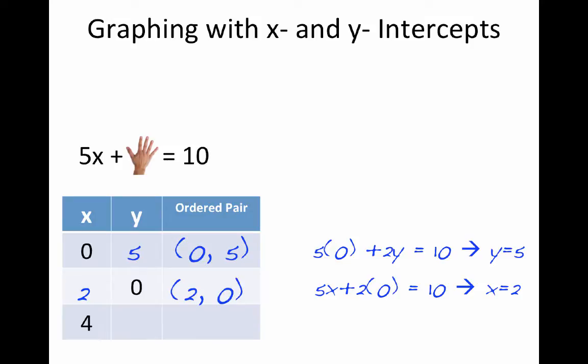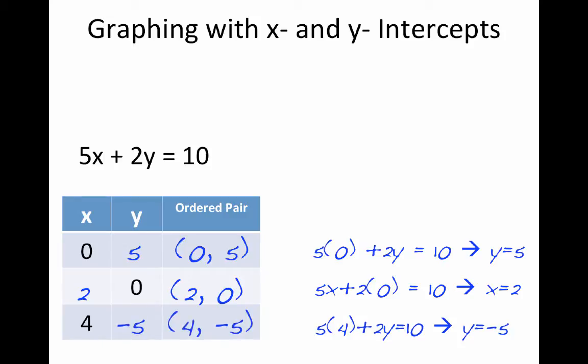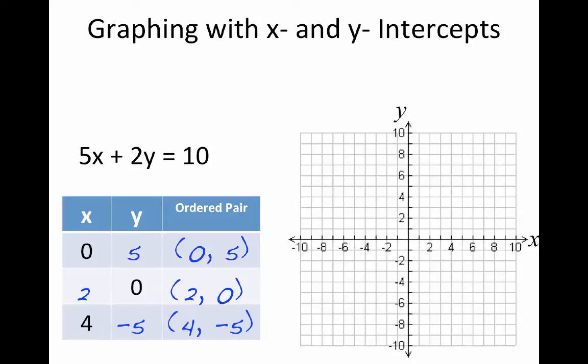And finally, to find a third point, when we let x equal 4, we'll have 5 times 4 plus 2y is equal to 10. 5 times 4 is 20. Subtract 20 from both sides. We have 2y is equal to negative 10. Divide both sides by 2. Y is equal to negative 5. So when x is 4, y is negative 5. Go ahead and graph those points and convince yourself they all fall on a straight line.